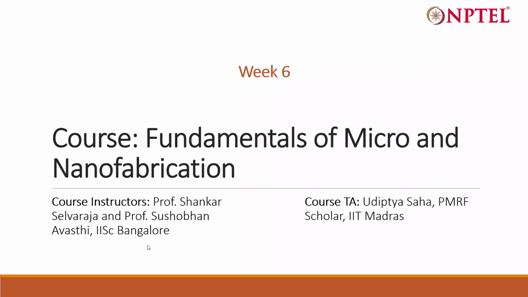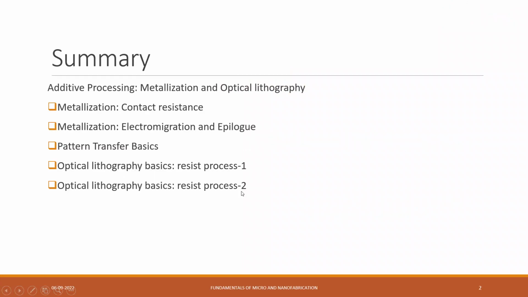This time we are discussing the section on metallization and optical lithography. The first two videos were on metallization. The first one was on contact resistance, how we deposit various layers of metals, what temperature we should expose them to, and that metal contamination is an important issue. So we studied all the effects of metal and how it changes the material fabrication processes.